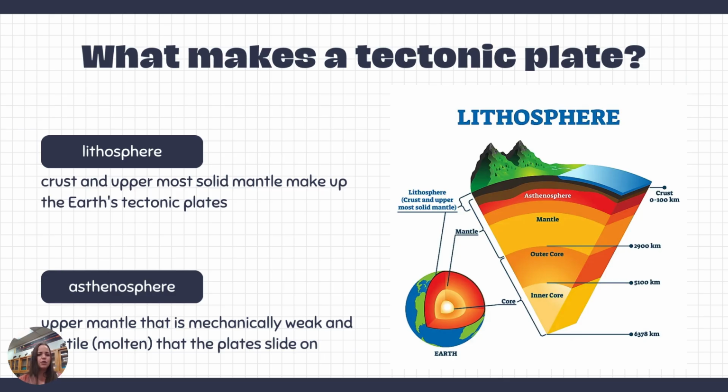Okay. So this slide is going to be on every single one of these just to bring you back. Remember, the lithosphere makes up the plate. That's the crust and uppermost solid part of the mantle. And then the asthenosphere is the upper mantle that is weak and ductile, and it allows for the plates to move. Remember the cookie and the cream. The cookie is the lithosphere and the cream is the asthenosphere.